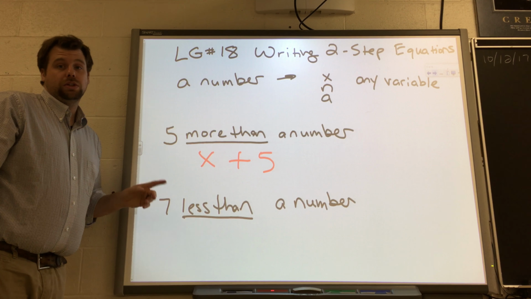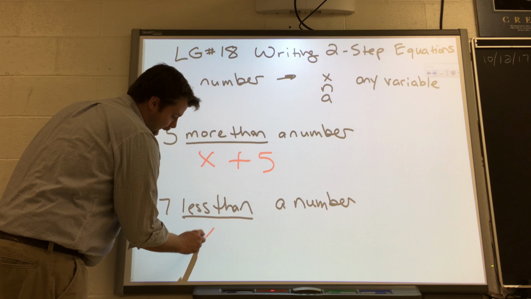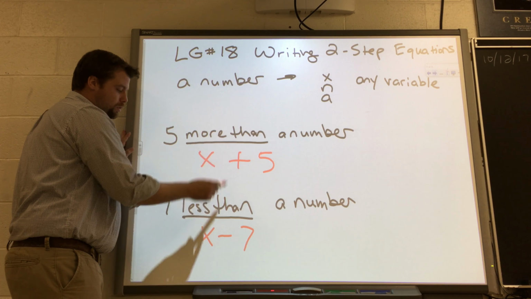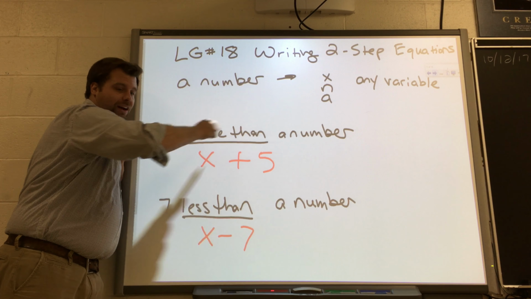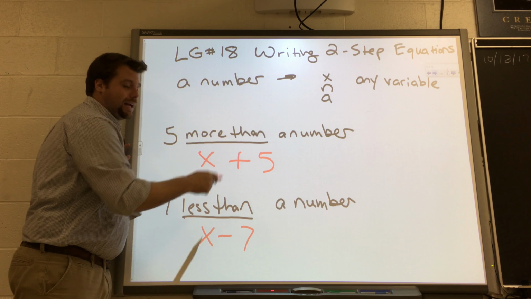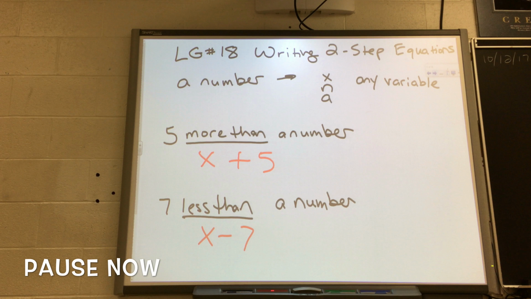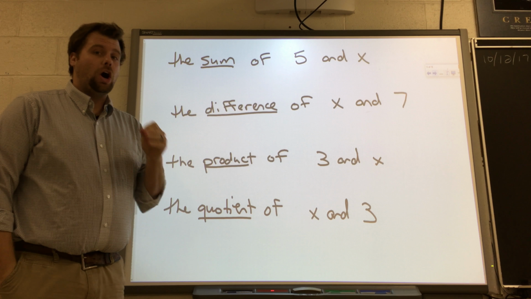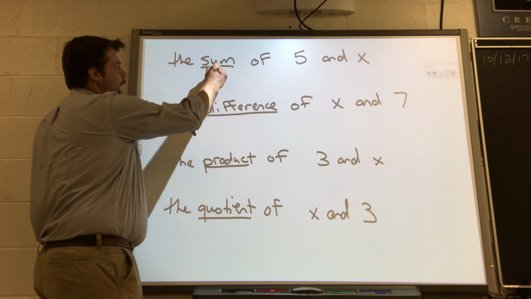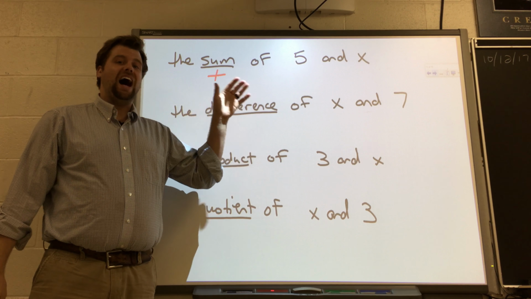All right? So when you have less than, which represents subtraction, 7 less than a number, that would be x minus 7. So these are the two that often give people trouble. When it's 5 more than, put plus 5. When it's 7 less than, put minus 7. So with more than and less than, the order sort of flips. All of these keywords that are underlined represent different operations. For example, the sum, that represents addition. The sum of 5 and x.